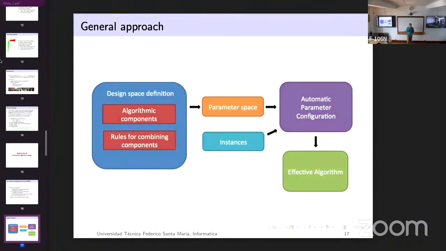The general approach that we are taking is that we have this design space definition, so the algorithmic components and the rules for defining the components. We have a parameter space, the instances, and then we have also the database, in our case the automatic configuration, and in the end you have an effective algorithm.